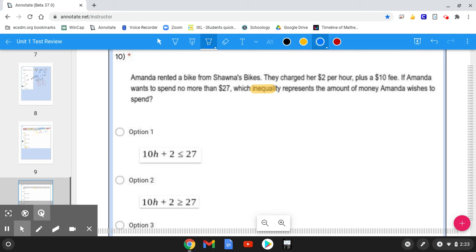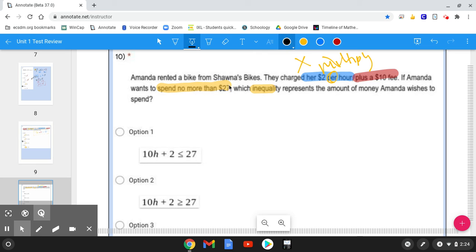So what do we know? We know they charged her $2 per hour, there's that word again, and then a $10 fee, and she wants to spend no more than $27. So there's that word per again. And what did we say last time per means? It means to multiply. $2 per hour. We don't know how many hours they spent. So that might be our variable x. A $10 fee, that's a one-time fee. Spend no more than $27.